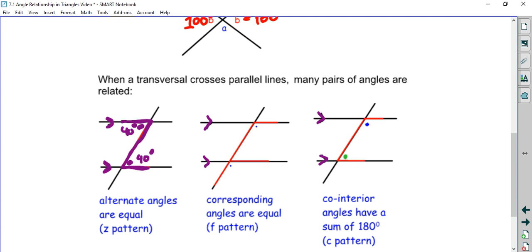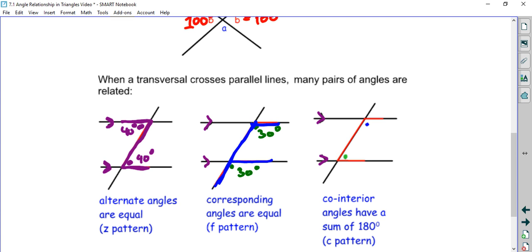The next one that is very similar is corresponding angles, and corresponding angles are, let me pick a different color, this angle and this angle right here, and they are also equal, just like in Z pattern. In this pattern, these angles are also equal. So if this is 30, this is also going to be 30 degrees. This is also called the F pattern because it creates a bit of an F.